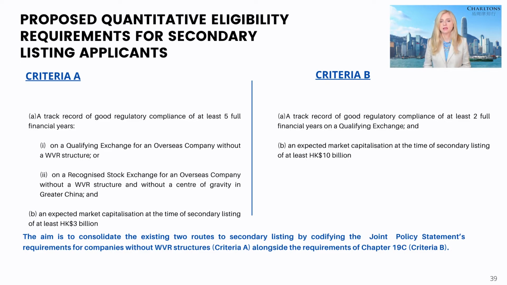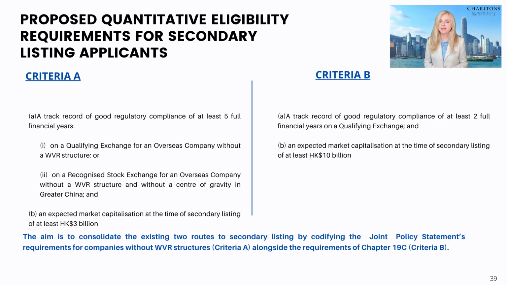Under Criteria A, a company will be eligible for secondary listing if it has a track record of good regulatory compliance of at least 5 full financial years on a qualifying exchange for an overseas company without a weighted voting rights structure, or on a recognised stock exchange for an overseas company without a weighted voting rights structure and without a centre of gravity in Greater China, and an expected market capitalisation at the time of secondary listing of at least 3 billion Hong Kong dollars.